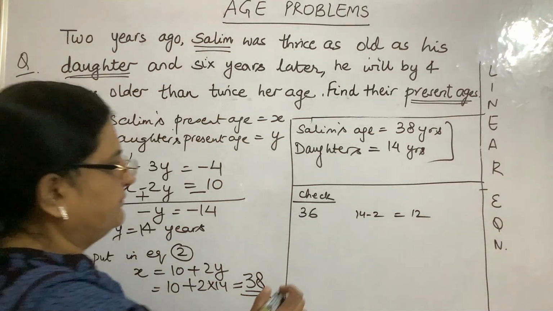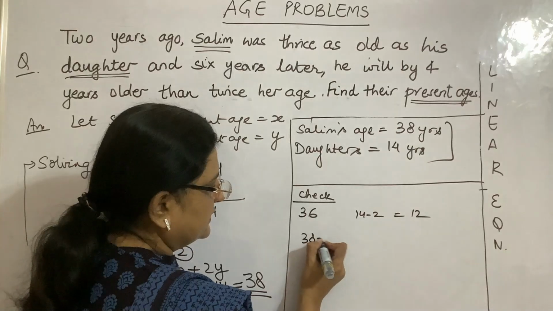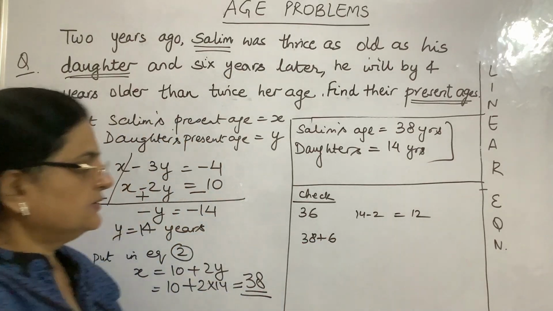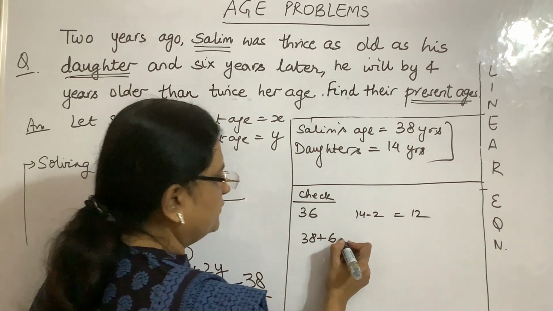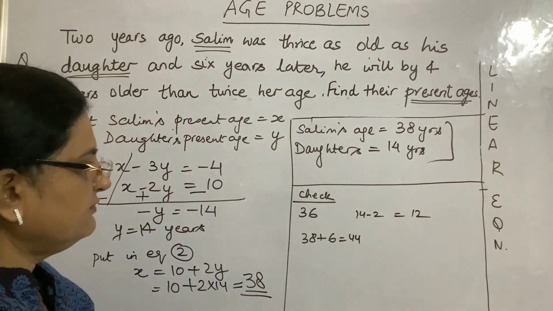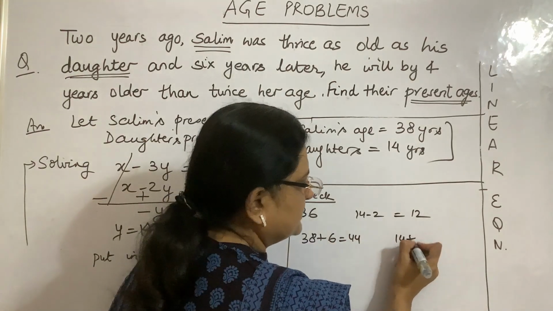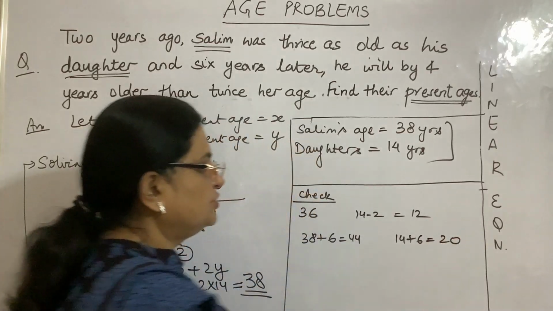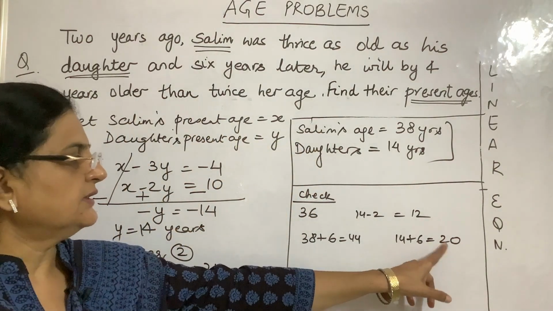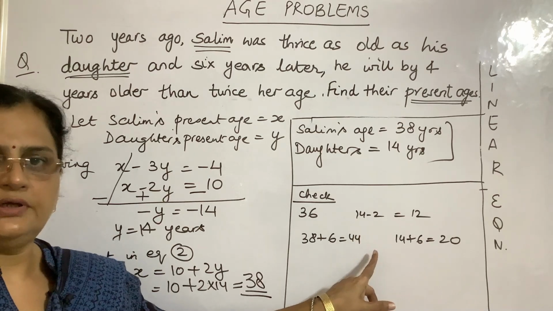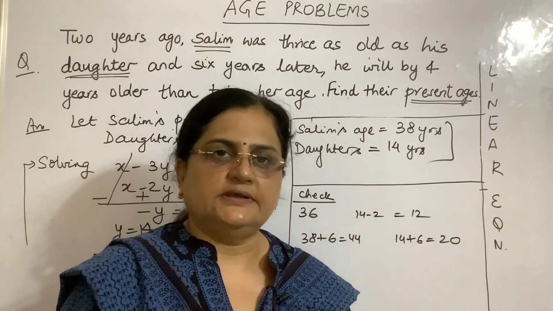If you want, you can check for the second part also. 6 years later means 38 plus 6, so that makes it 44. And daughter will be how much? 14 plus 6, which is equal to 20. So 20 is 4 more than 16, twice the daughter's age, means 4 more than twice the age.